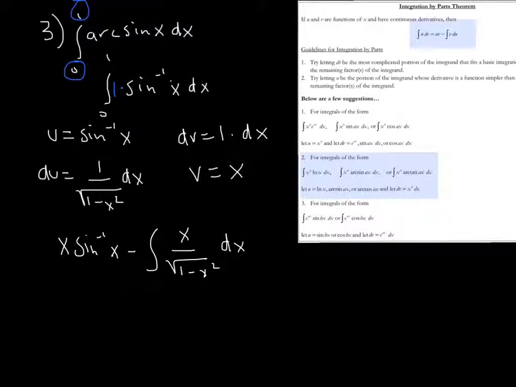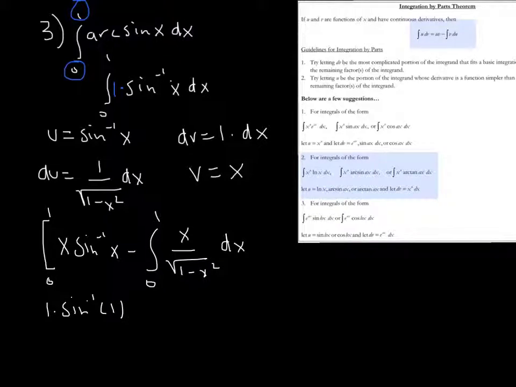And don't forget, we've got our upper and lower limits that we have to plug in, so we have 0 to 1 here, and here we're already done with this part of integration, so we just need to plug in our 0 to 1 limit after we integrate. So let's do that now. If we plug in our upper limit of 1, we end up getting 1 times the inverse sine of 1.